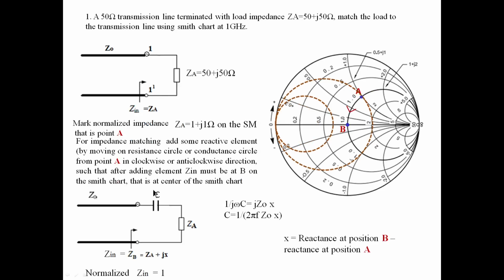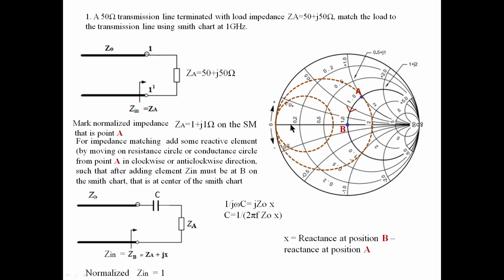It is a capacitor like this. The capacitor will be added. See, by moving like this, we added a capacitor. We reached the center of the Smith chart. Okay, capacitor added. What is the value of the capacitor? We can find out using this equation. Okay, how to find out the x value?